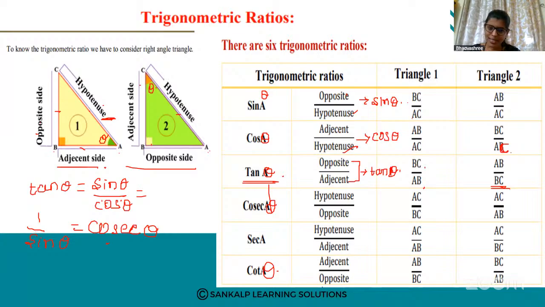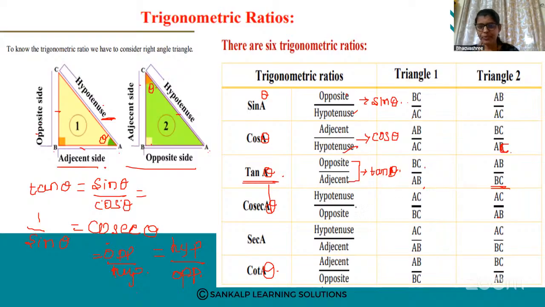See here, what is sin theta? Sin theta is opposite divided by hypotenuse, right? If you invert it, hypotenuse divided by opposite. So this one is cosec theta, the reciprocal of sin theta. If you exactly invert sin theta, what will you get? Cosec theta. See here, hypotenuse divided by opposite. Which one is the hypotenuse? AC divided by BC. Look, exactly inverted, AC divided by BC. Here also, if we invert, we get AC divided by AB.